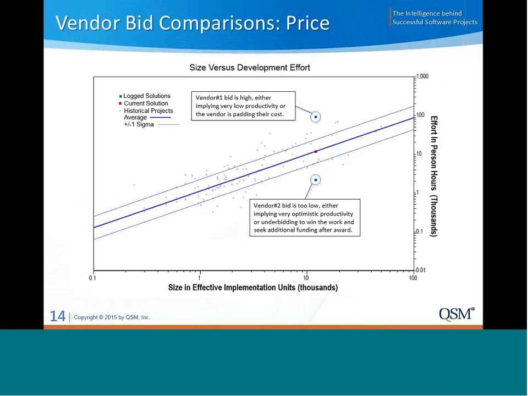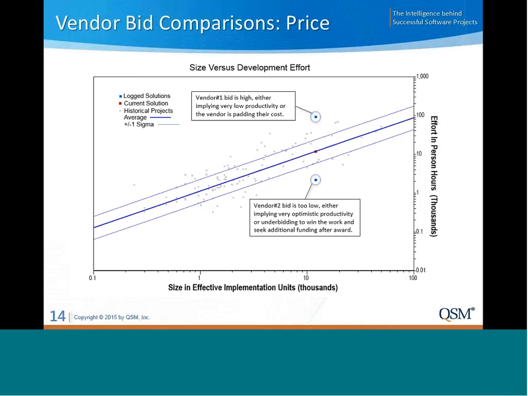So it's important to be aware of vendor bids that are too high or too low versus this historical data. The bid for vendor number 1, as you can see, is more than a standard deviation higher than average. This dotted line represents one standard deviation above the average line. And that implies either very low productivity or they're overly padding their estimate. So you want to really take a careful look at that one.